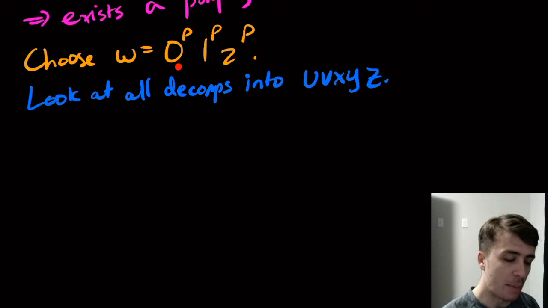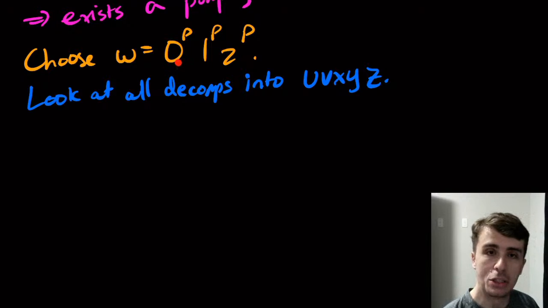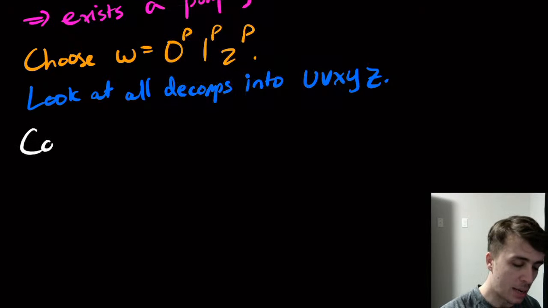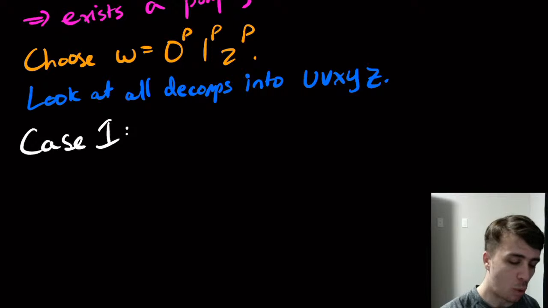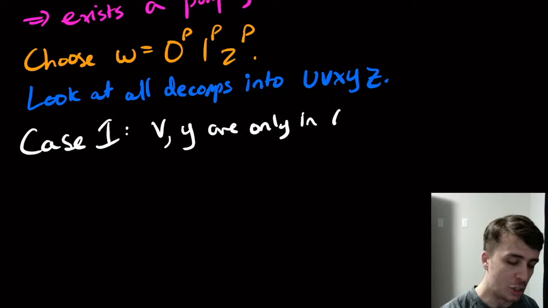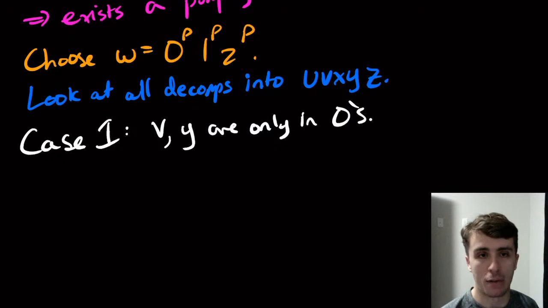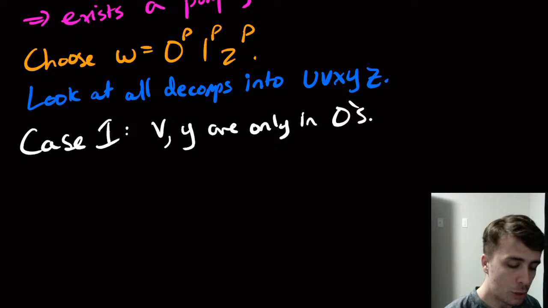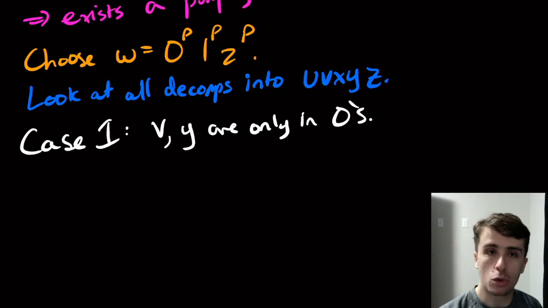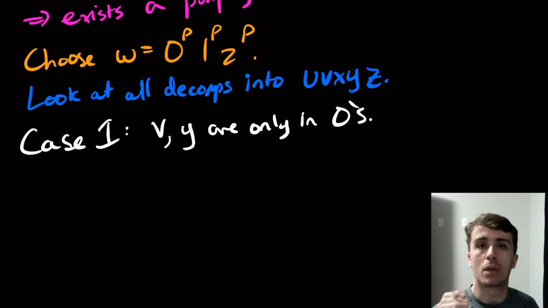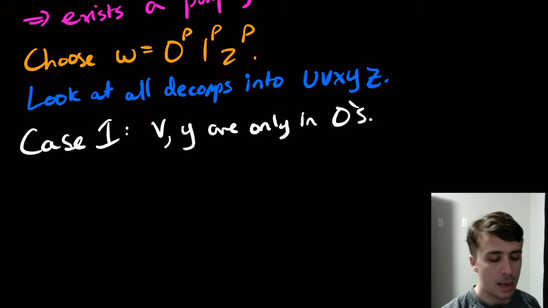So let's actually think about it. The way to handle these is to look at a bunch of different cases. So case 1, I'm going to say is v and y are only in the zeros. And then we'll have a case 2, and then we'll carry on from there. So v and y are only in the zeros. Then if we put an additional copy of v and y in, that means that we're going to put more zeros into the string. And because they're not touching the 1s or the 2s, the number of 1s and 2s are going to stay the same.